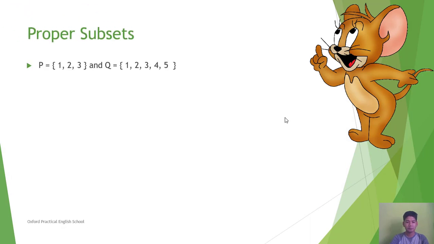Proper subsets. The elements of set P are 1, 2, 3. The elements of set Q are 1, 2, 3, 4, 5. If you have a closer look at the elements, P has 1, 2, 3, so does Q. It means P is a part of set Q. But wait, Q also has a few extra elements and the extra elements are 4 and 5. Here, set P is a proper subset of set Q and the slanted U represents proper subset. But why is it a proper subset?